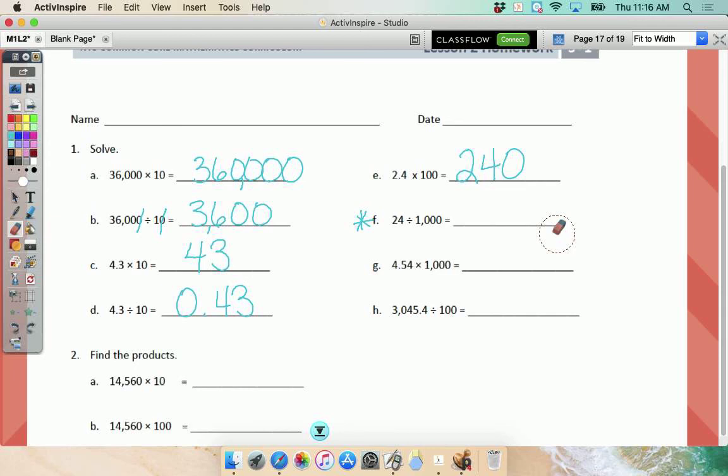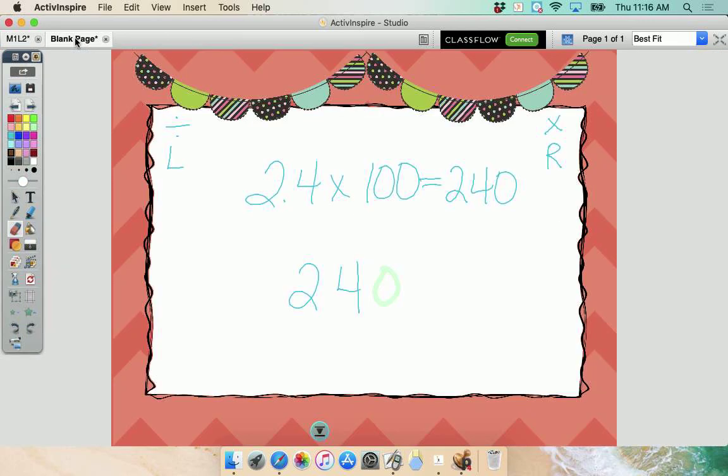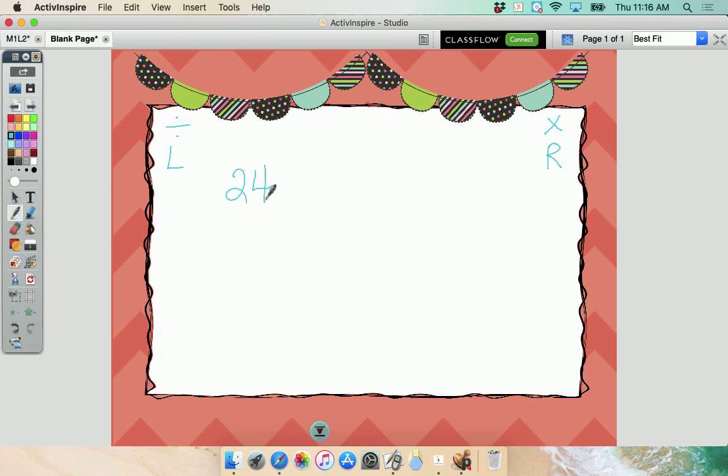Can I take zeros off of 24? No. So I'm going to have to go to my blank page and use the decimal trick. Now, 24 is a whole number, and that's why this is tricky. But remember what I told you a few days ago? Every number has a decimal. We just don't write it unless we need it. So was that 24 divided by 1,000, boys and girls? Yes. All right.